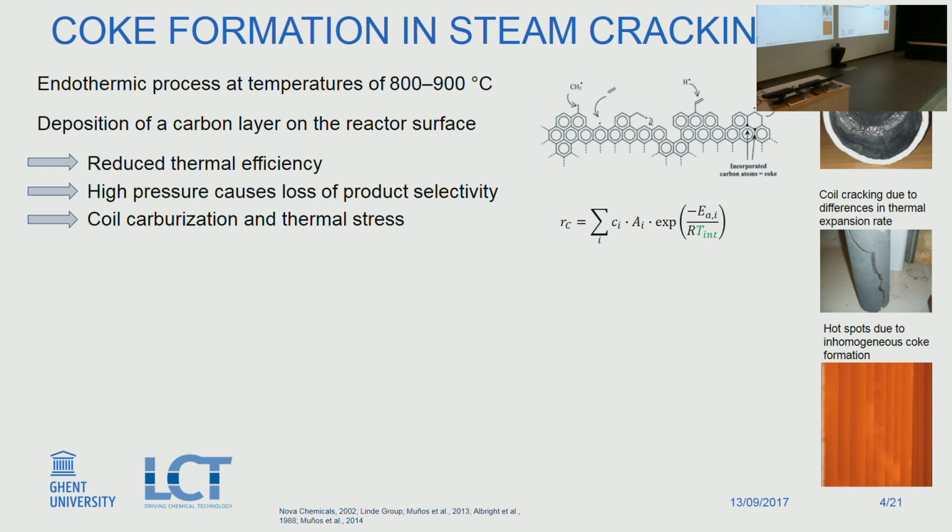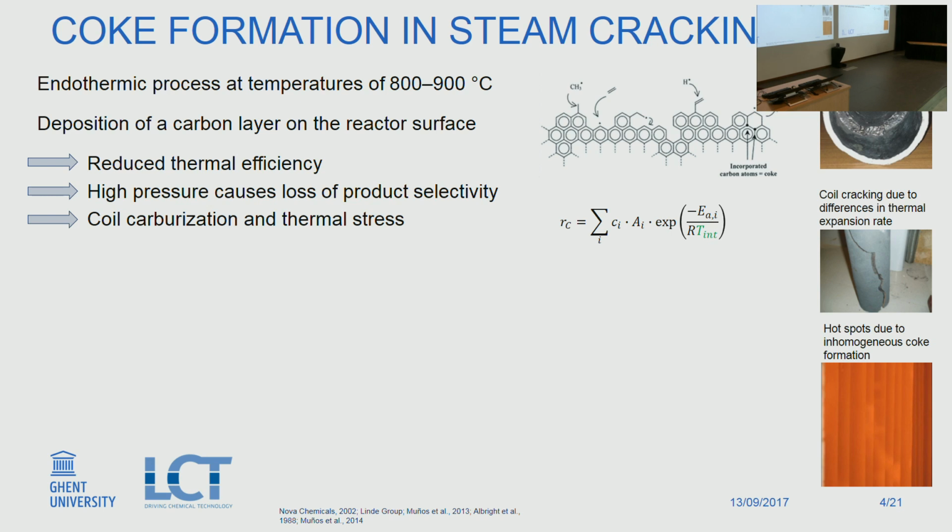And it also damages the reactor material because the carbon that is there can diffuse inside the metal and change its properties and actually make it less resistant to strain. And you actually have the risk of tube damage. So what you see in the middle picture is a tube that was broken by the coke that was there.